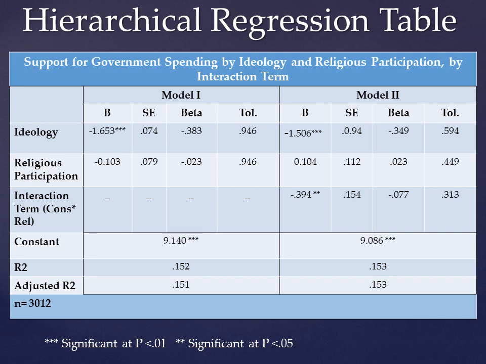The interaction term can be interpreted as showing that the interaction of being conservative and participating frequently in religious ceremonies is a significant negative predictor of support for public spending. Thus, we found a case of specification. The adjusted R-square is again 0.15, and the tolerance scores tell us that multicollinearity is not a source of concern in our regression model.